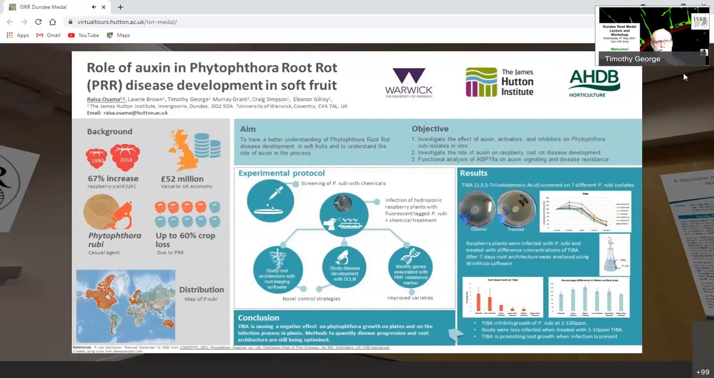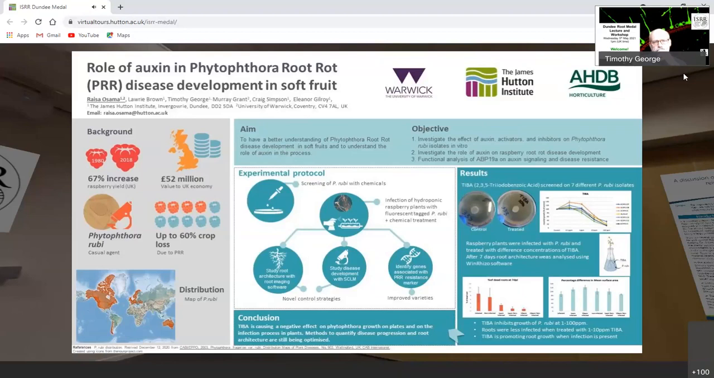The aim of my project is to investigate the effect of the plant hormone auxin on phytophthora rubi disease development. We screened auxin and auxin-related chemicals on the direct growth of the pathogen and observed that TIBA, which is an auxin transport inhibitor, can suppress the growth of phytophthora in vitro. We then challenged raspberry plants in soil-free media with phytophthora and different concentrations of TIBA. The root architecture was analyzed using Root-Rhizosphere software.